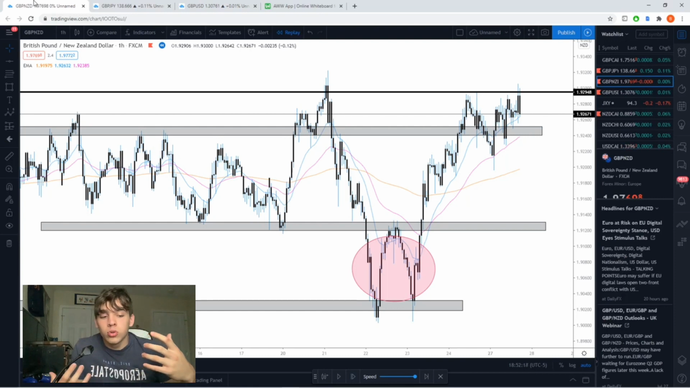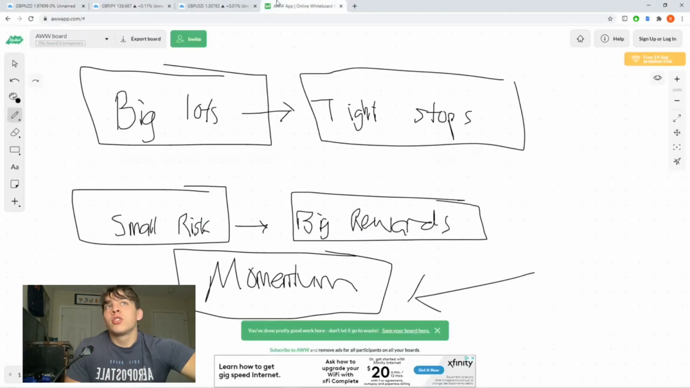Trading is a game of probabilities. You want to weigh your risk, look at your potential reward for what you have on the line, and understand your probability. So if we look right here on these opportunities, this is pretty much the blueprint that I have laid out for you guys of how you can flip a small account, because this is what I used in the past when I first flipped accounts throughout my first couple of years of trading. We have big lots with tight stops, small risk with big rewards, and momentum. That is what we are looking to catch.